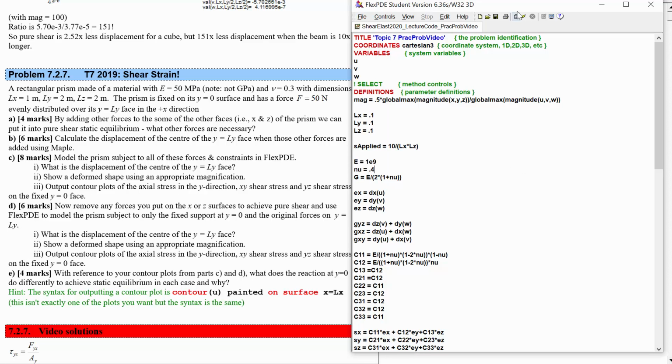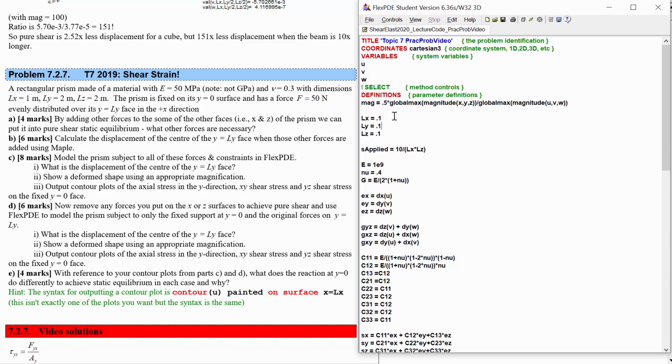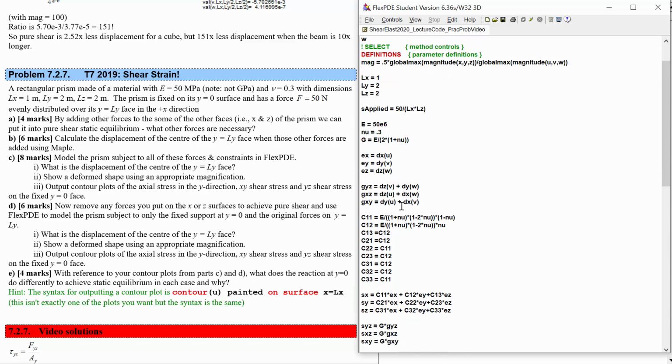So let's do that. We're going to start with the code that we made in the lecture notes and modify it. So we'll keep this magnification because that's kind of nice for showing a deformed shape and we don't have to mess with that. Then we'll set up the dimensions. It's 1 by 2 by 2. Young's modulus of 50E6. The applied stress is going to be the 50 Newton force divided by the area of the y face, which conveniently is already that. And we have a Poisson's ratio of 0.3, not 0.4.